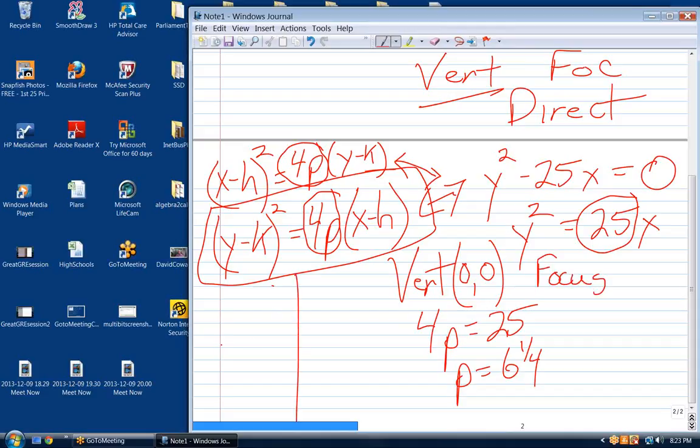In fact, let's do a semi-graph of it. We know the vertex is there. We know it opens to the right because it's got a positive 25. Excuse me, it opens to the right because it's got a positive number in front of the y squared. So we know that we're looking at something like this, and we know the focus. What's the coordinate on the focus?